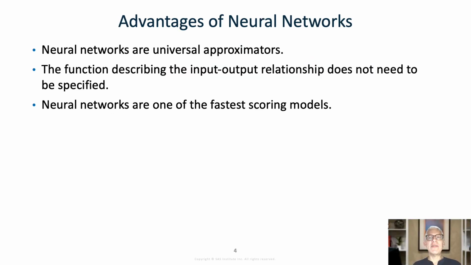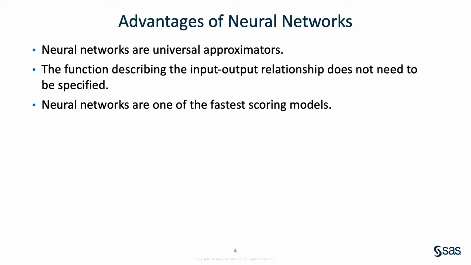What are advantages of neural networks? Well, it turns out that neural networks are very popular because they're universal approximators. So if we have a sufficient number of hidden units and enough time, a neural network can model any input-output relationship to just about any degree of precision. They can handle both linear and nonlinear relationships.